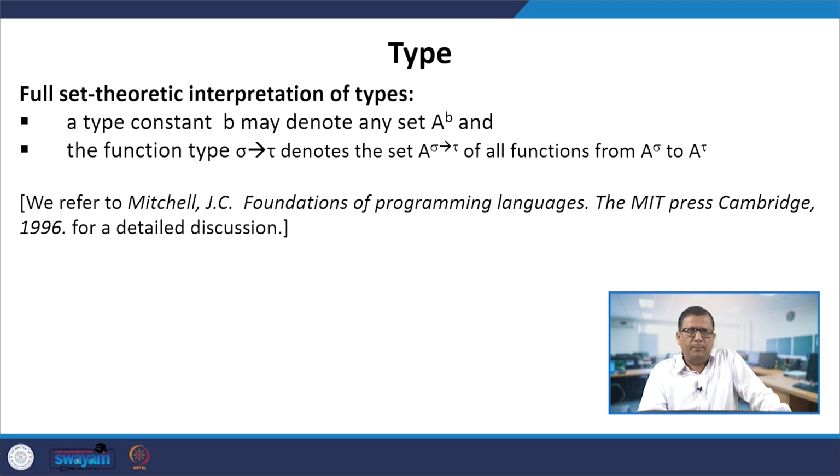There are other interpretations of types. For this, please refer to John Mitchell's book. There are other types of interpretations also given. So, for our discussion, for our course, we will consider only this set theoretic interpretation. We have to keep in mind this set theoretic interpretation of types.